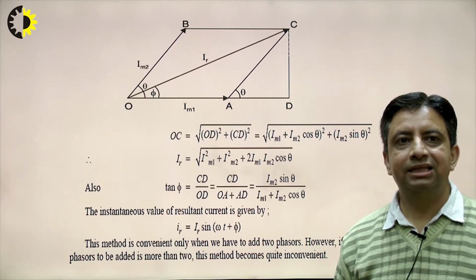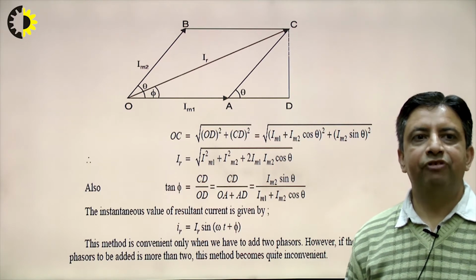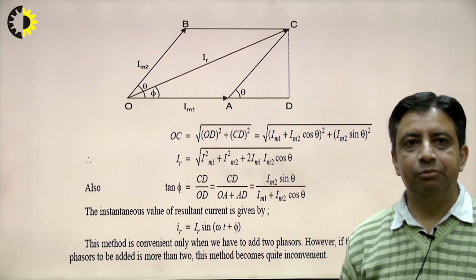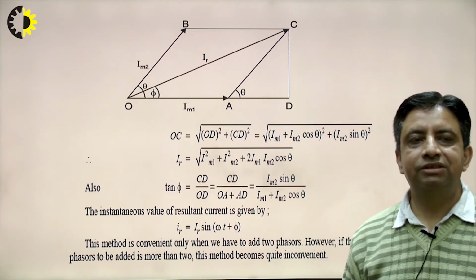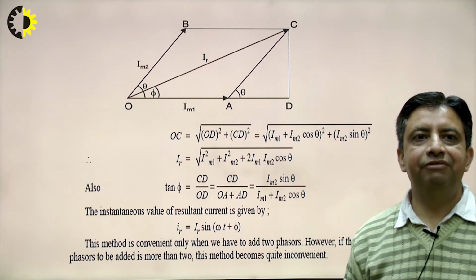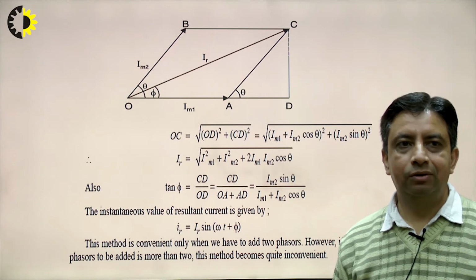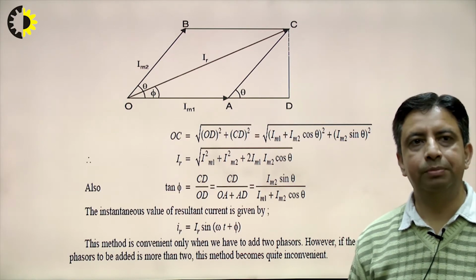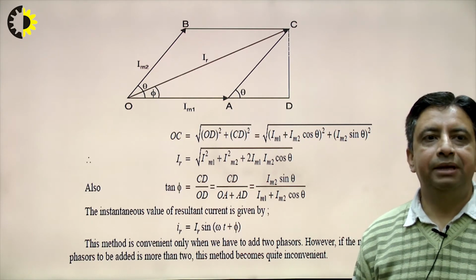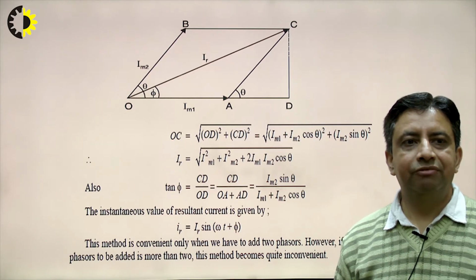So, if we solve this, we will get the resultant equal to under root IM1 square plus IM2 square plus 2 IM1 IM2 cos theta. So, this will give us the magnitude of the resultant current. Similarly, if we want to find the phase angle phi, we know that in this particular case tan phi will be equal to perpendicular upon base. So, perpendicular is CD and base is OD. So, using this expression we can find out the phase angle.